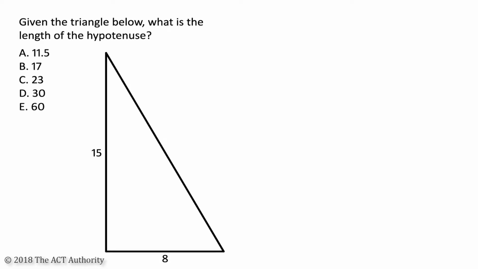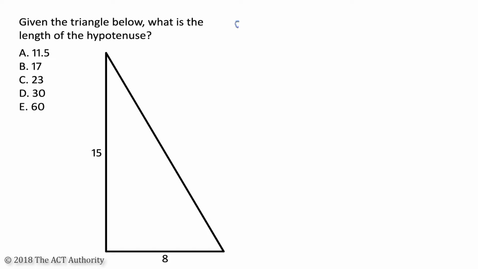The most commonly used equation on the ACT is Pythagorean Theorem. Let's say your question was, given the triangle below, what's the length of the hypotenuse? So Pythagorean Theorem is an equation that you can use for right triangles. What it does is it tells you a missing side as long as you have the other two sides.